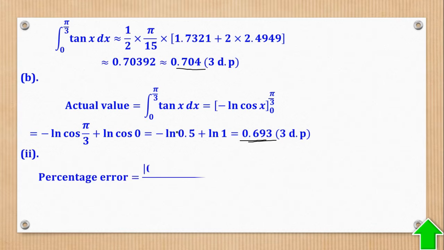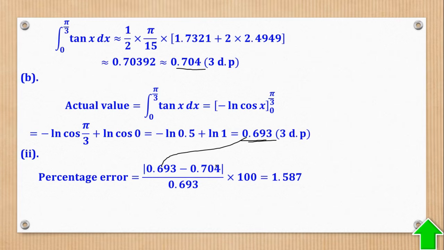Then Roman 2, they wanted the percentage error. Percentage error is equal to absolute error over actual multiplied by 100. So absolute error is actual minus approximate, over actual multiplied by 100, to come up with 1.587.